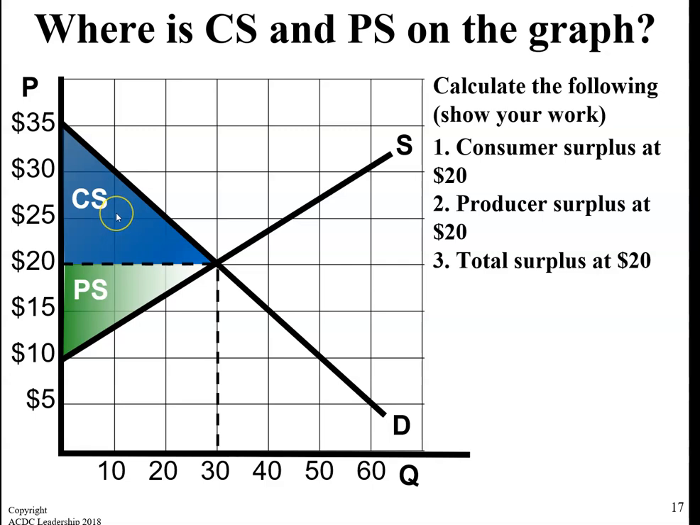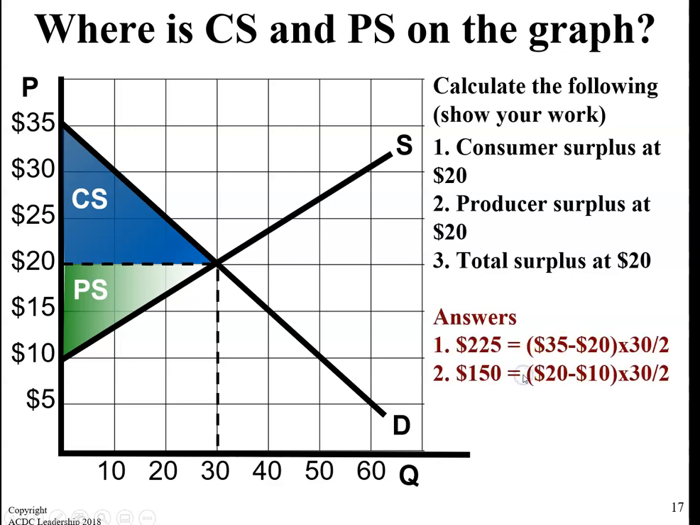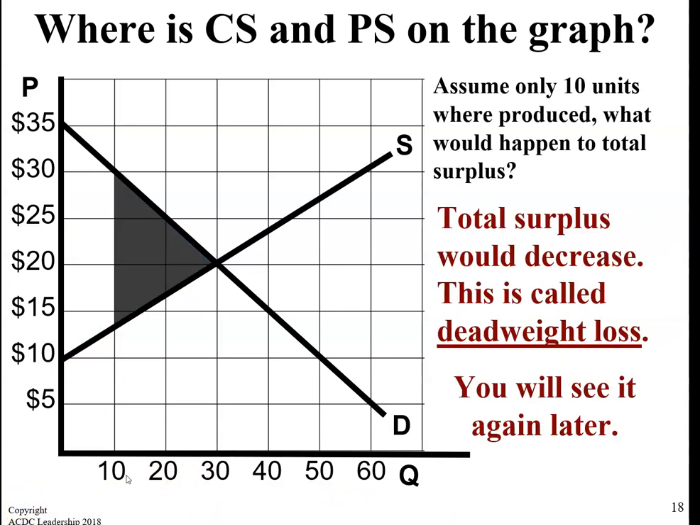You can calculate consumer and producer surplus by calculating the area of a triangle, so the area of this space. So in this case, if you did the calculations, the consumer surplus would be $225. The producer surplus would be $150. And the total surplus, these two numbers added together, would be $375.